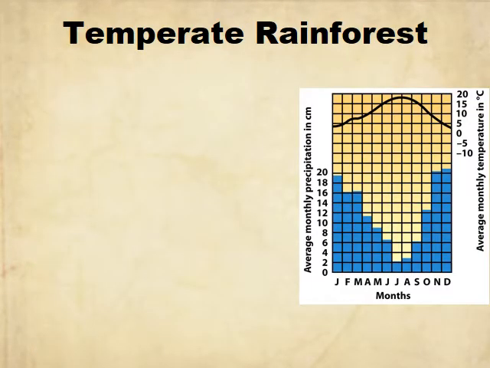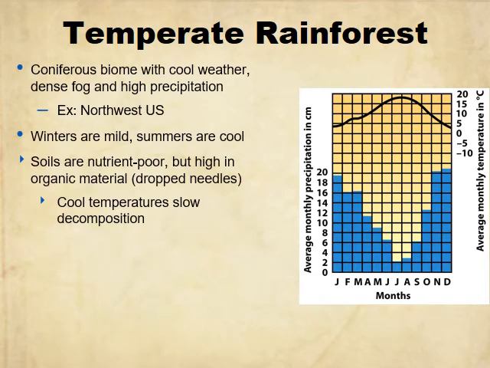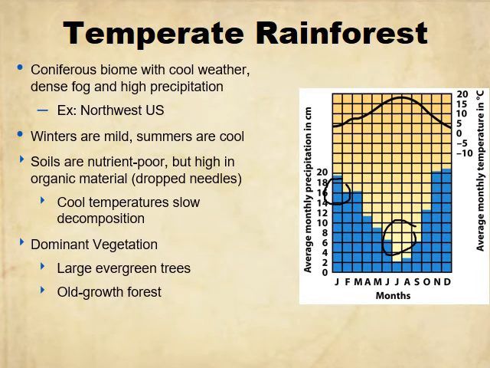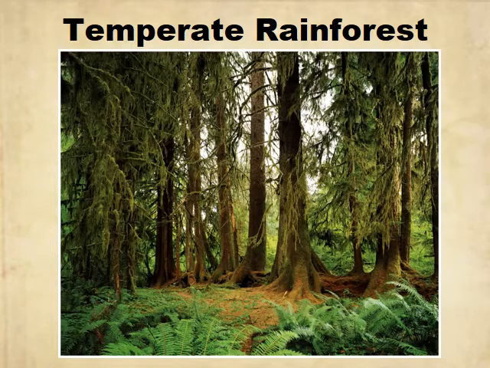Temperate rainforest, meaning that you have 4 different seasons. Northwest of the US, not as temperate as on the East Coast, but you can see here they definitely have a much wetter season and they definitely have a much drier season. Cool temperatures, slow decomposition. You have large evergreen trees, old growth forests, very high in species richness. Okay, and a lot of logging goes on here. It's a beautiful temperate rainforest of like the Northwest in the US.